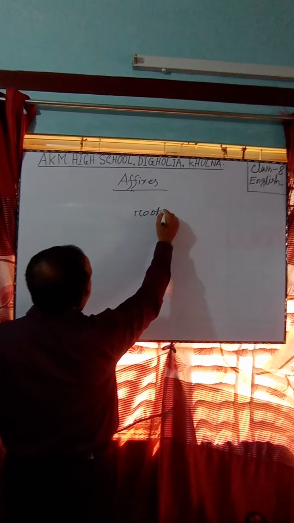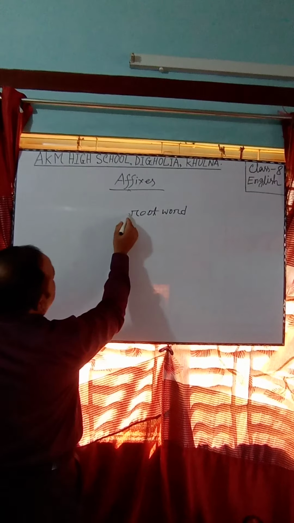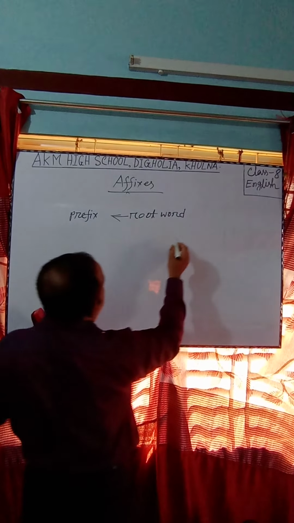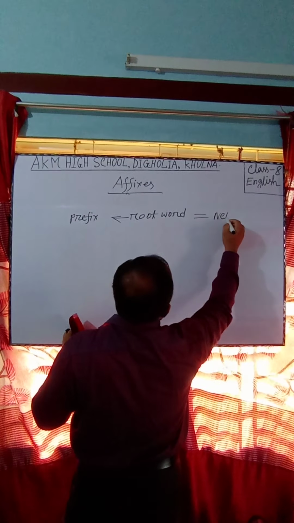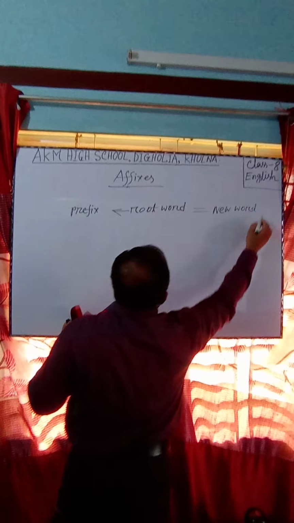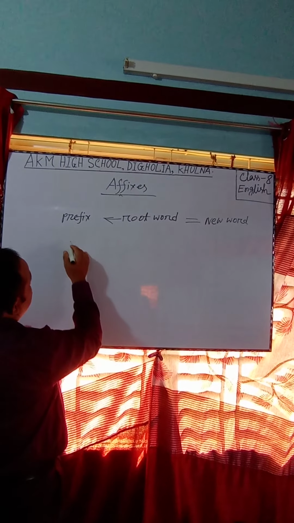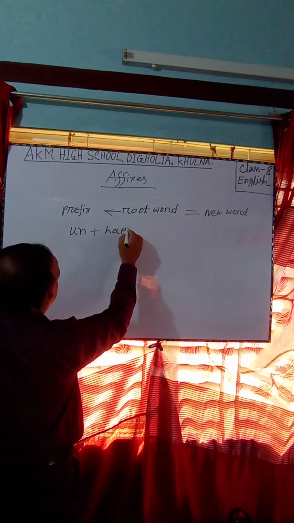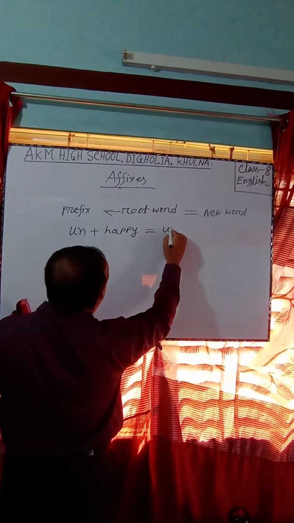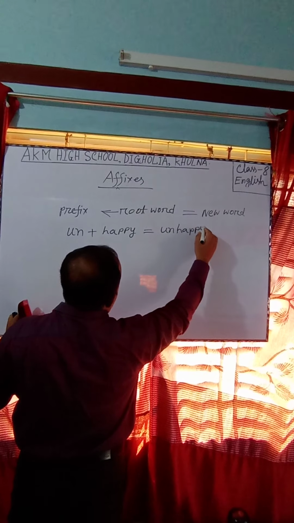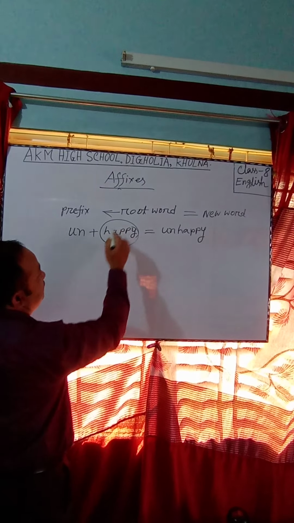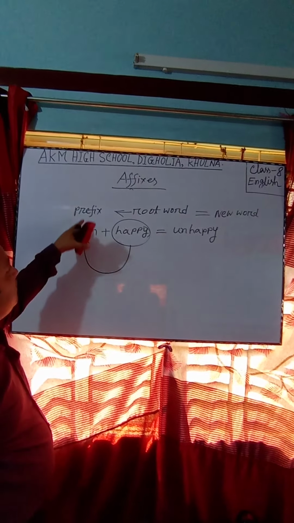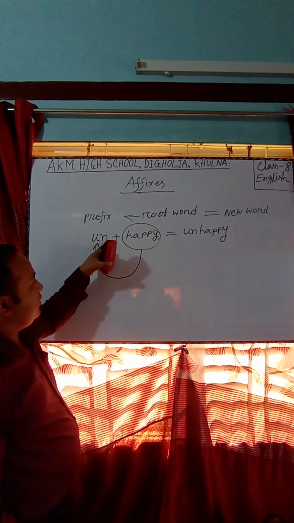Root word plus prefix equals new word. Prefix un, root word happy, equals unhappy. This is the root word, and before the root word we will use a prefix.